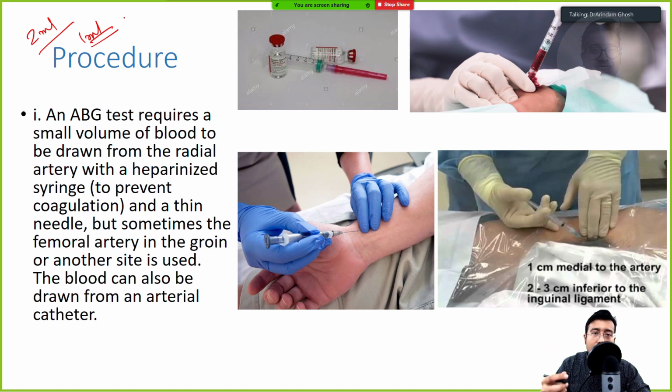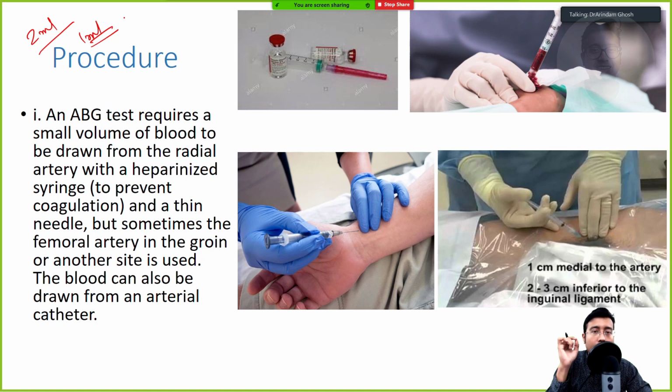Generally, one trick is used. First, the needle is inserted absolutely vertically. Then you apply suction and then you slowly withdraw the needle. This is the actual procedure of how we do it. First we insert the needle, we apply suction, and we withdraw the needle. At some point of time, the needle will be inside the radial artery and bright red blood will come out in the syringe.